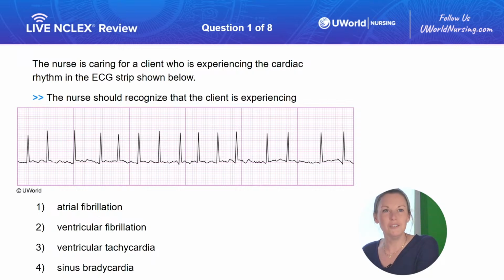All right, question 1. The nurse is caring for a client who is experiencing the cardiac rhythm in the ECG strip shown below. The nurse should recognize that the client is experiencing option 1, atrial fibrillation, option 2, ventricular fibrillation, option 3, ventricular tachycardia, option 4, sinus bradycardia. All right, 30 seconds on the clock.